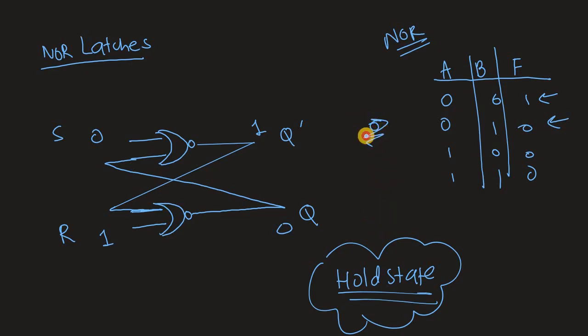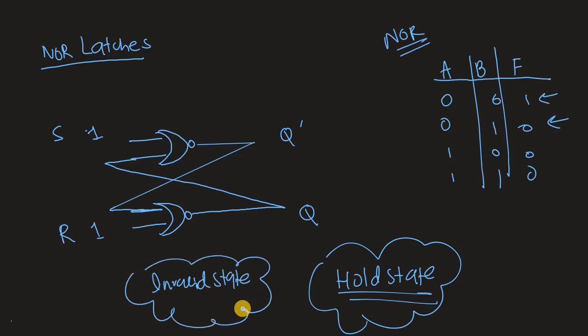Okay, and what about if we make both of them equal to 1? In that case, it is going to give you an invalid state. Okay, so when you put both of them equal to 1, you're going to get an invalid state. It's just going to be an invalid state because the circuit is going to begin to oscillate. Okay, and it's going to be unstable, so that's why it's called an invalid state.